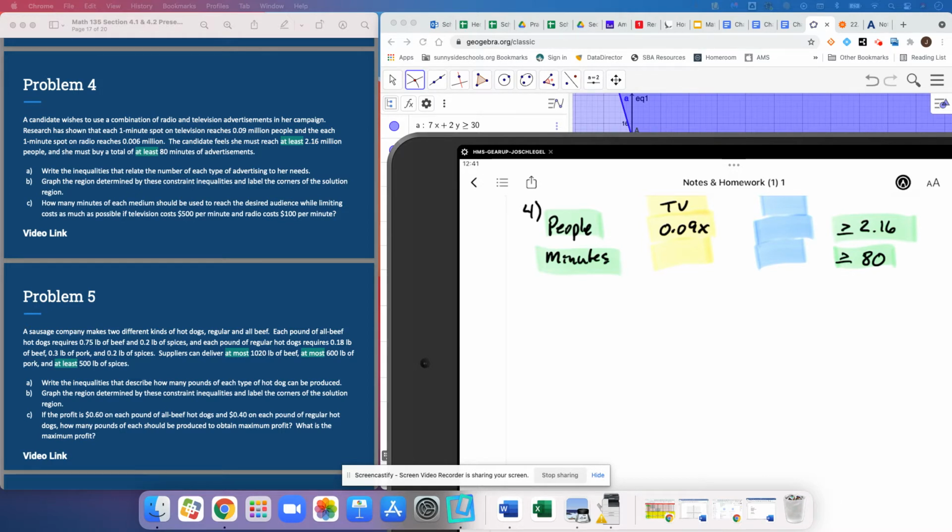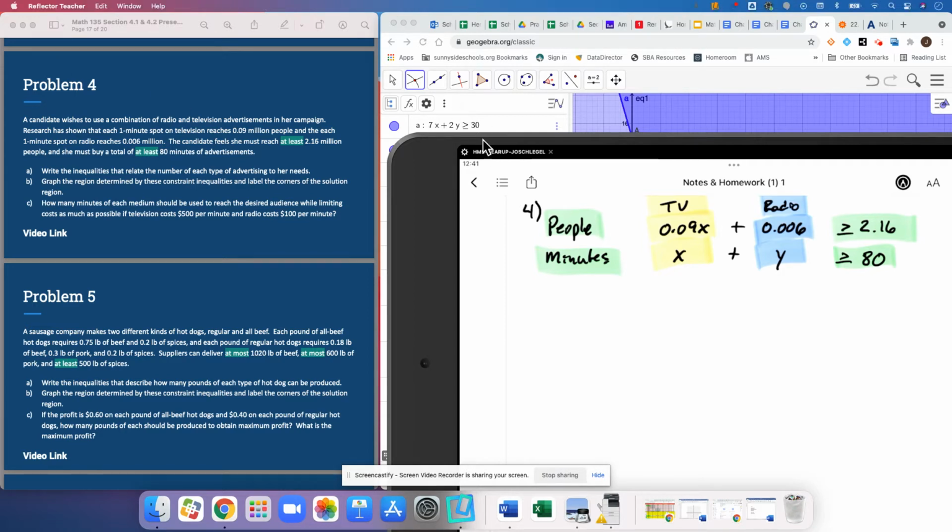And that each radio spot reaches 0.006 million. So radio, 0.006. And then it looks like we don't have any information about the minutes. And so what we need to assume then is that the number of minutes we don't know. And so we're trying to figure out how many minutes we would spend on TV and how many minutes we would spend on the radio. Just like with the problems about sum of the money plus sum of the money equals all the money, we didn't know how much was invested in each. So we just made it X plus Y.